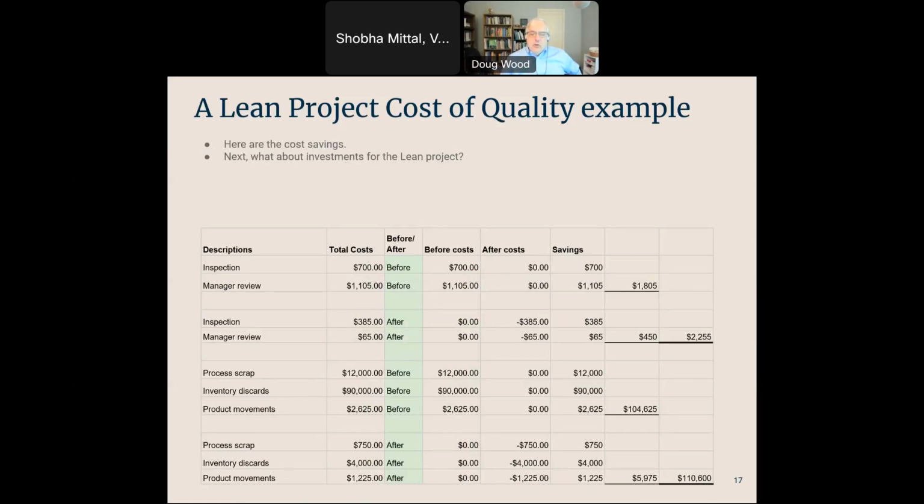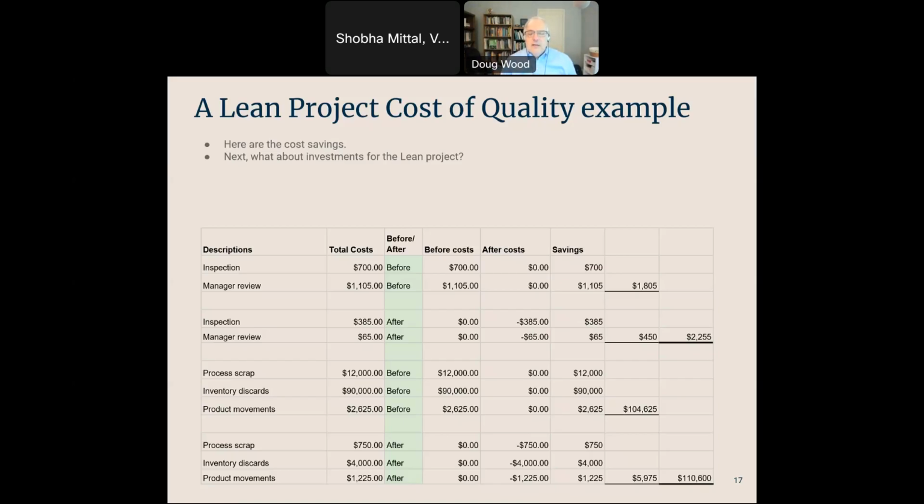Now, let's total up our savings here. We go over to the next, we've hidden some of the columns here. So we have our total costs and then before or after. Those were on the previous chart. But then we separate before and after into two columns depending on the word. This is just a formula in Excel. If that cell says, quote, before, then put the number here. Otherwise, put the number over there. That's a simple if-then statement.